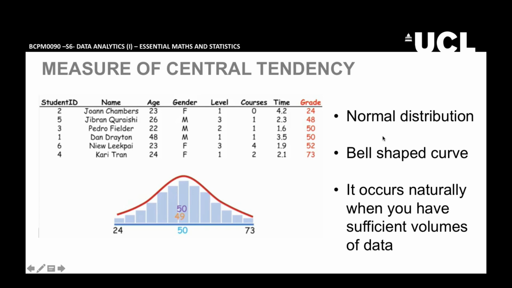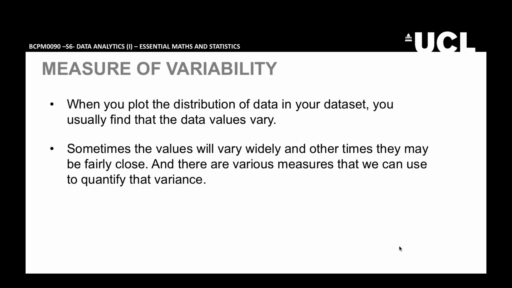This is what statisticians term a normal distribution, and it occurs naturally a lot of times when you have sufficient volumes of data. Okay, now we are going to explain the measure of variability. Basically, when you plot your data, you will find that the data values vary. But this variability can be quite changing, and sometimes the values will vary widely and other times they are quite close. The rationale behind this measure of variability is to quantify that variance in our data.